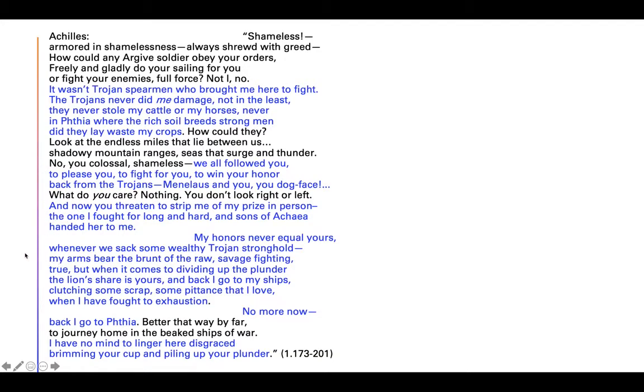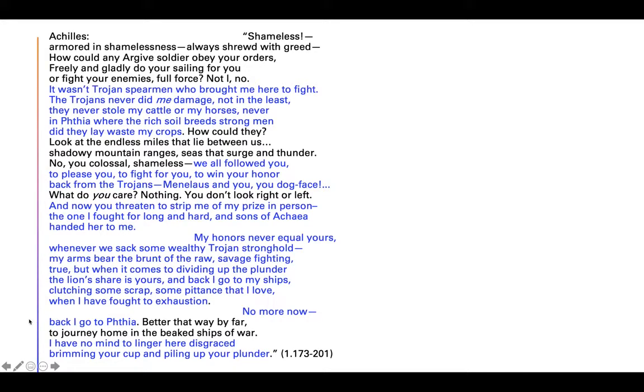Whenever we sack some wealthy Trojan stronghold, my arms bear the brunt of the raw, savage fighting, true, but when it comes to dividing up the plunder, the lion's share is yours, and back I go to my ships, clutching some scraps, some pittance that I love, when I have fought to exhaustion. And so this is true here too. Achilles is the best fighter on the Achaean side. Agamemnon isn't really a good fighter. So Agamemnon depends on Achilles' labor and sacrifice in order to win these wars, and yet Agamemnon is keeping all of the good prizes for himself and even stealing the things that should be Achilles'.